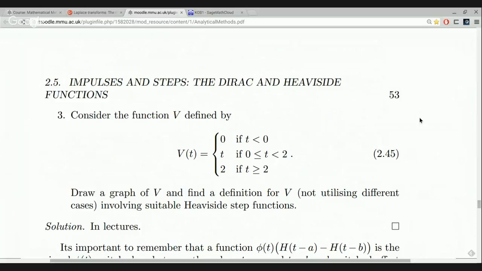So V2 we can think of as t times a difference of Heavisides: H of t minus 1 minus H of t minus 2. Just as in the previous example, when you have H of t minus a minus H of t minus b, that switches a signal on and off between a and b. There, the signal I want is t, but I only want it between 1 and 2. And V3, I want to be the signal 2, but I want to only switch it on when I get past the point 2. So that's 2 times H of t minus 2.